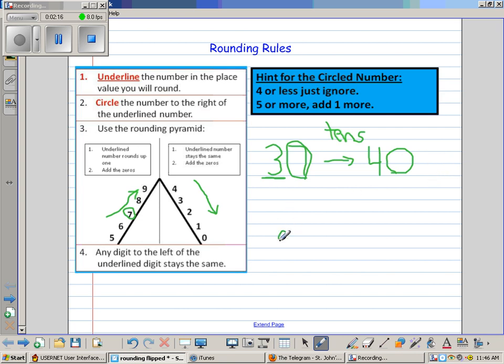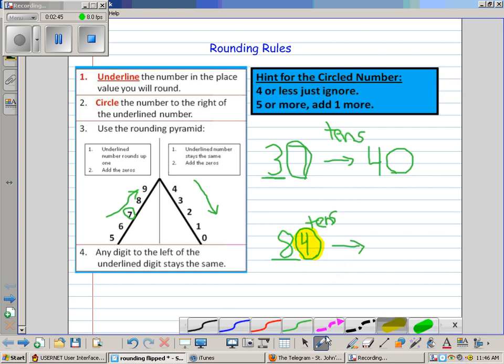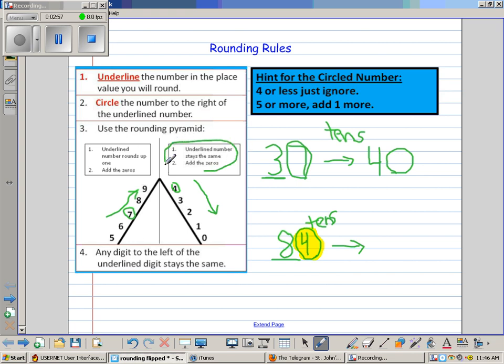I'm going to do another one. 84 to the nearest tens. First thing I have to do, underline the digit that I'm rounding to, circle the digit behind it, because this number right here, and I'll highlight it for you, is the one that's telling me what to do. That's the one that's telling me to round up or down. For us, the 4. You're not sure? Go to your table. You find your 4. What's it telling me? Round down.